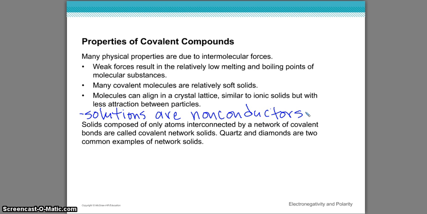So we said ionic compounds, if they dissolve in water, they will be able to conduct electricity because of the free moving ions. But if a covalent compound can dissolve in water, it's going to have free moving molecules, and those molecules don't have a charge, which means they can't conduct electricity. So solutions of molecular compounds do not conduct electricity like ionic compounds do. That would definitely be a good way to tell the difference between an ionic and a covalent compound, is whether or not the solutions conduct electricity.